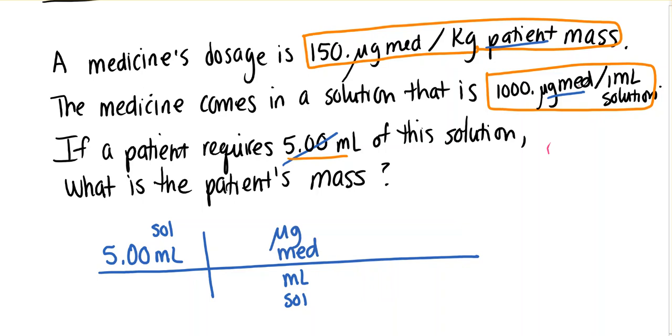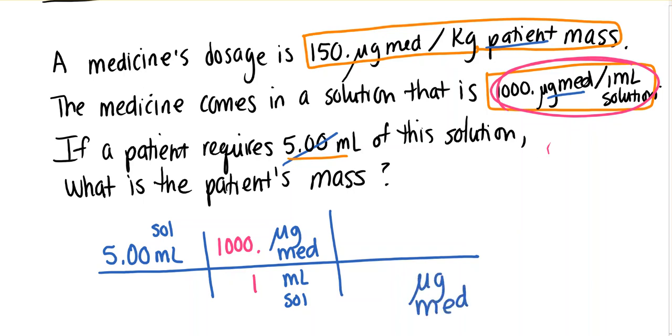And so I am using this one. I put a dot there so we can treat that like it has 4 sig figs. And I have a 1 there. Then whatever unit is down here, I'm going to put here. And so I used this one. And I look for micrograms of medicine, and I do see it up in this top one. So now I'm ready to use this top one.